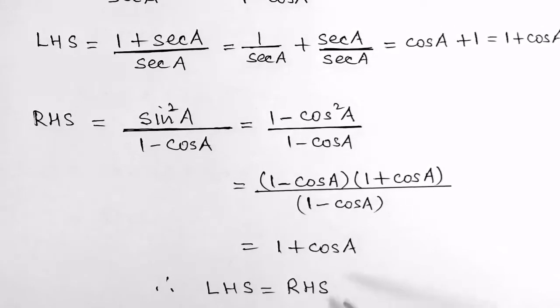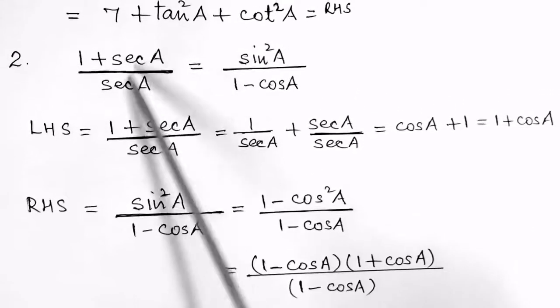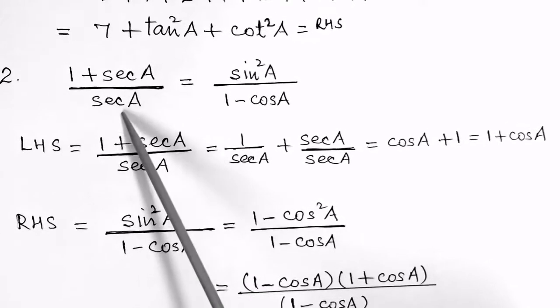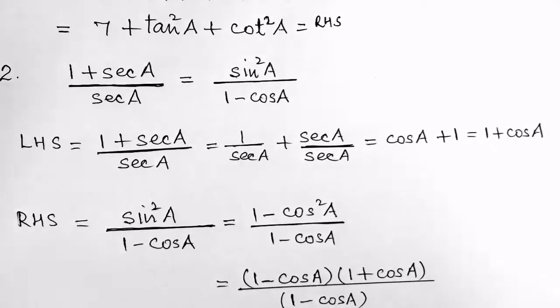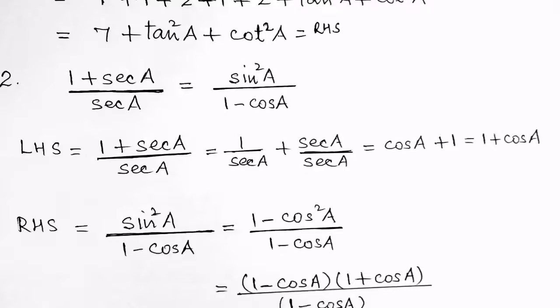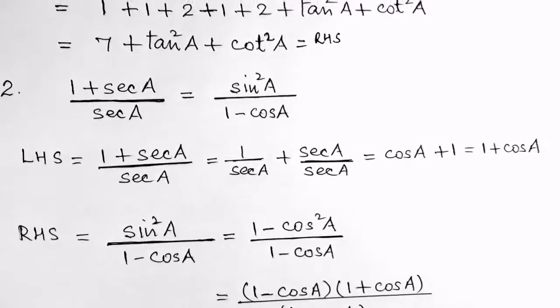We have so many other methods. You could have also proved it by changing this into 1 over cos and this into 1 over cos. So you have different ways. It depends how much mastery you have in the formulae, right?